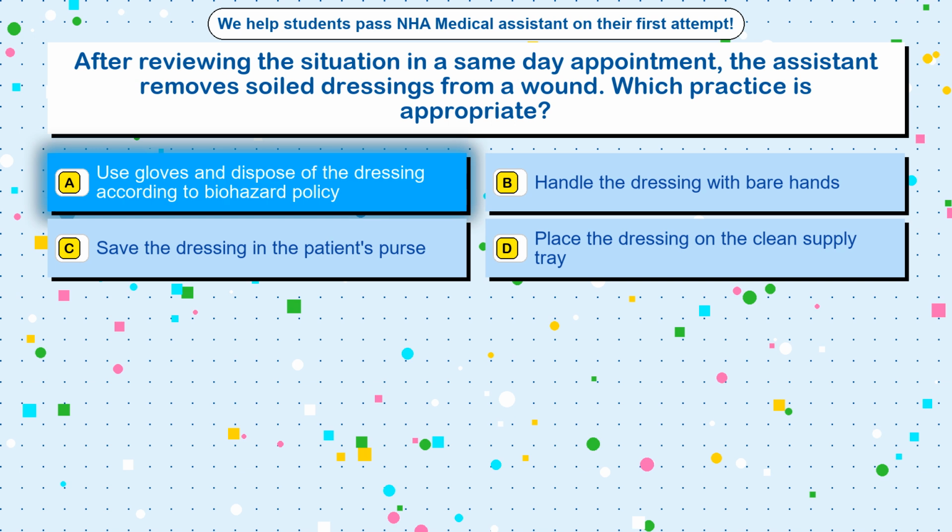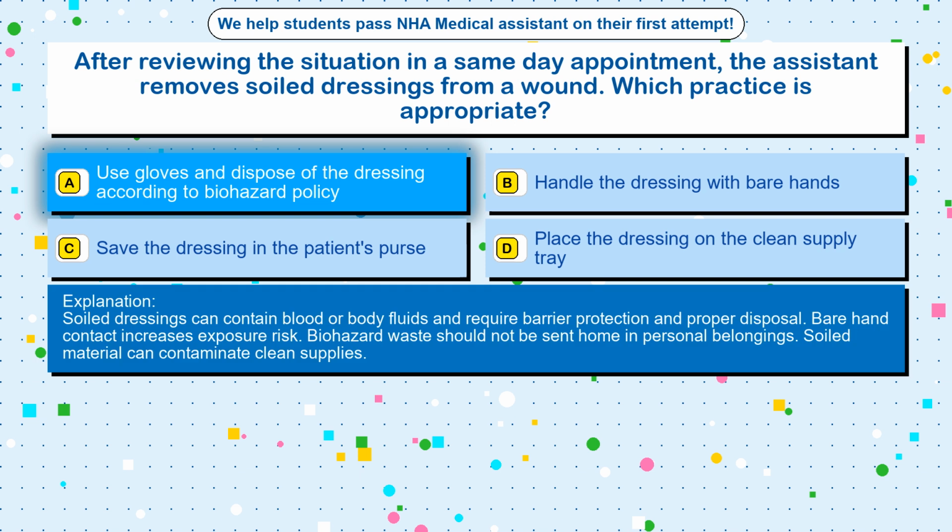The correct answer is option A, use gloves and dispose of the dressing according to biohazard policy. Soiled dressings can contain blood or body fluids and require barrier protection and proper disposal. Bare hand contact increases exposure risk. Biohazard waste should not be sent home in personal belongings. Soiled material can contaminate clean supplies.